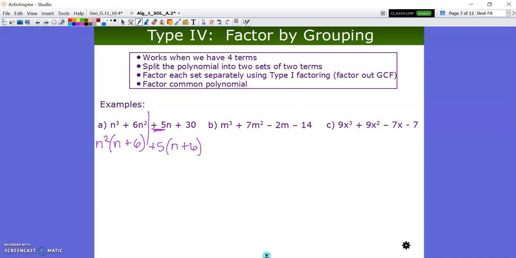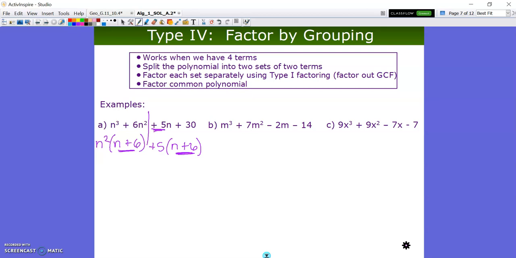It's like magic. Look at those parentheses. Do you have the same thing? Yes, just like that. It's like magic. We split our 4-term polynomial into 2 pieces. We pulled out greatest common factors and looked at our leftovers. And our leftovers are now the new greatest common factor.